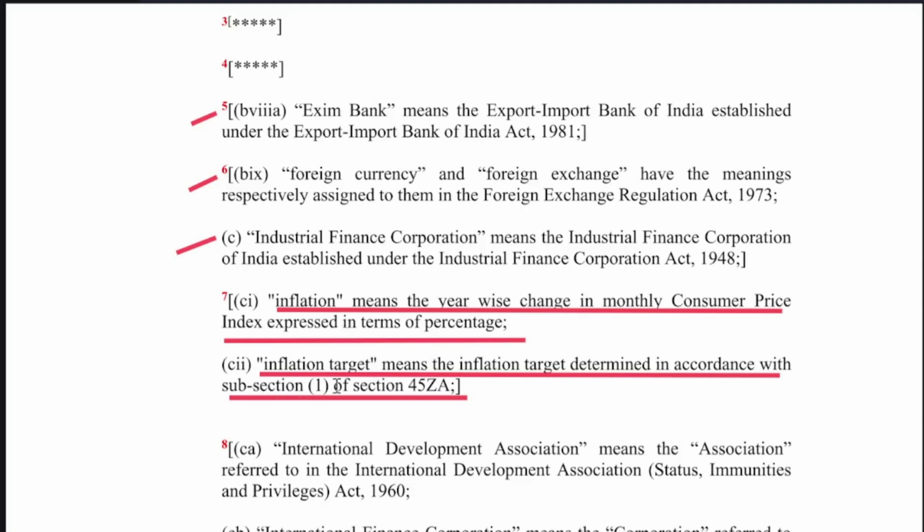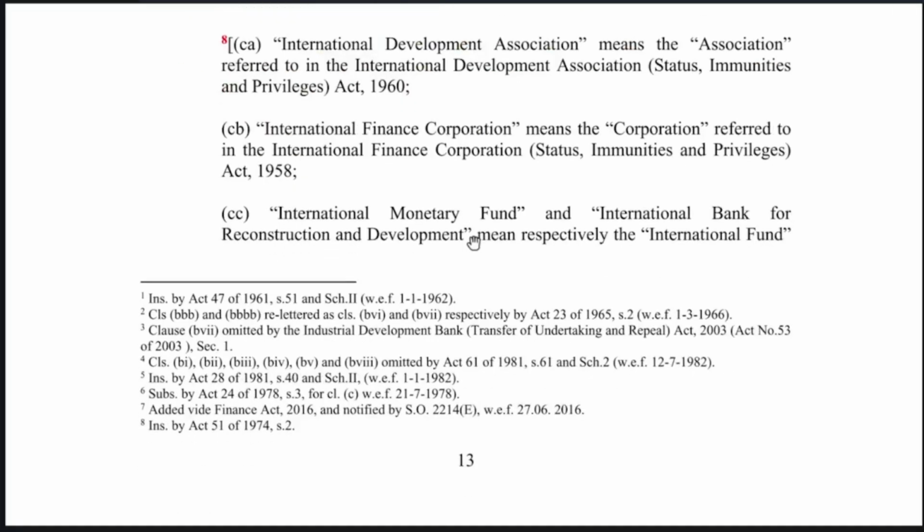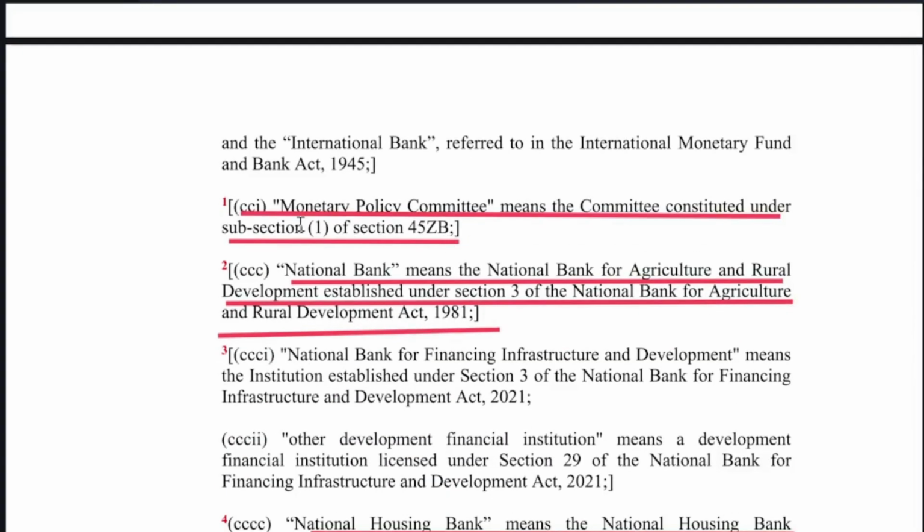Next is inflation target. Inflation target means inflation targets that are determined in accordance with subsection 1 of section 45ZA. Every letter, every word has its definite meaning, so please pay attention to these details. So inflation target means those targets regarding inflation which are defined in accordance with subsection 1 of section 45ZA.